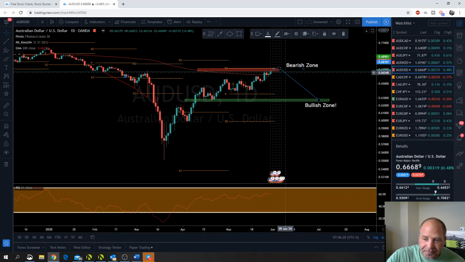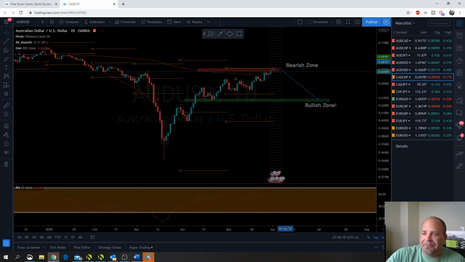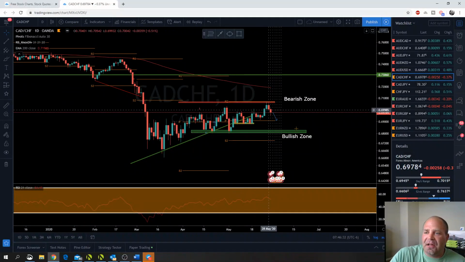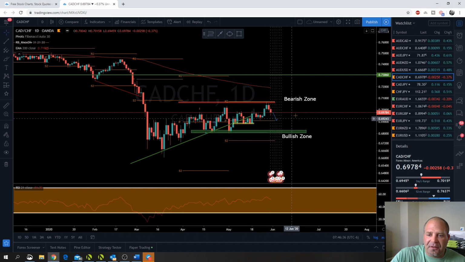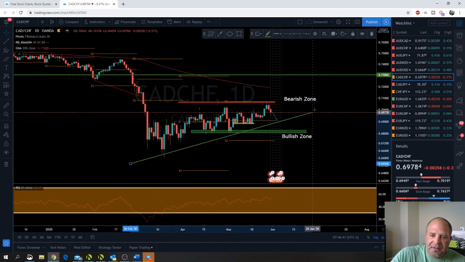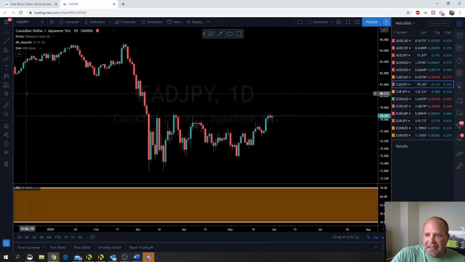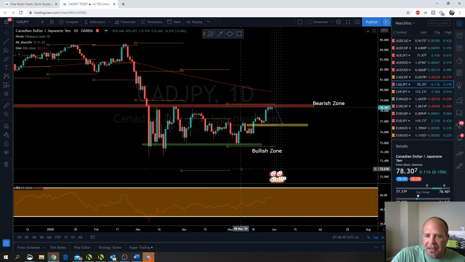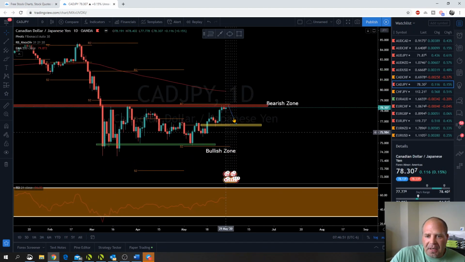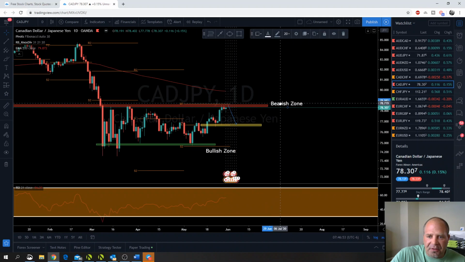They're like schoolmates. All right. Canadian dollar, Swiss franc. This one's kind of in the middle, we got a nice uptrend going. I would play it short down to this uptrend. Canadian dollar, JPY. We're at the top into our bearish zone here.